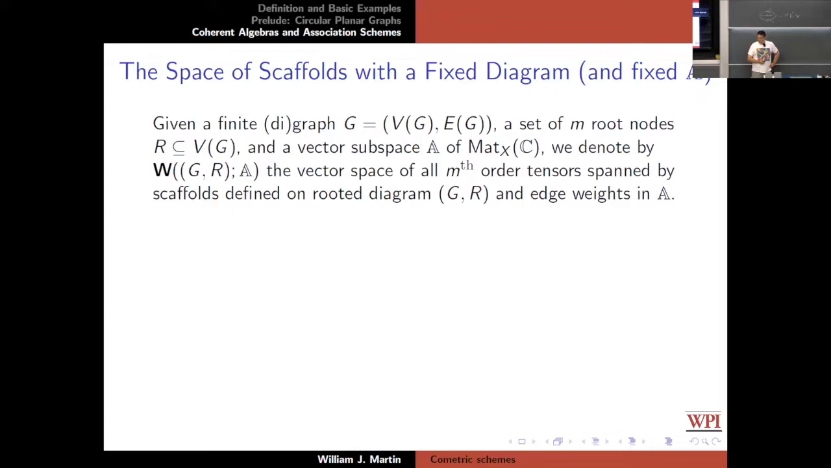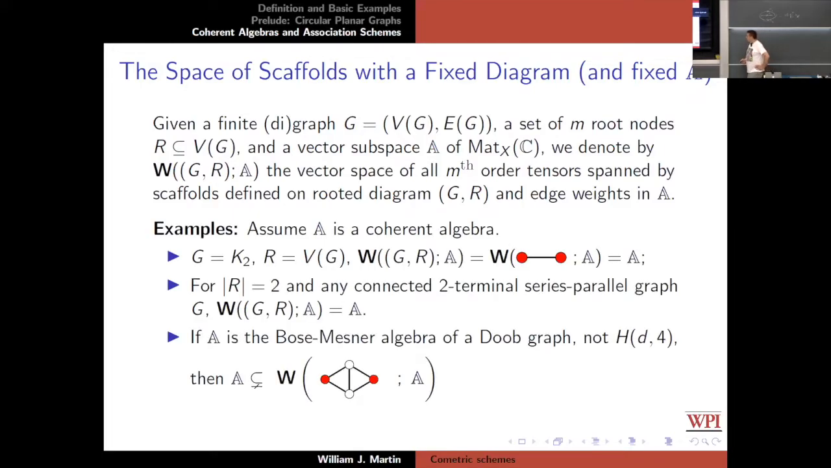And my questions at the end will probably address this. So we said yesterday, for example, if the diagram is a graph K2 with both nodes roots, then the vector space of all scaffolds is, if I identify this with a matrix, once I put an edge weight on there, exactly the algebra, the coherent algebra that I started with.